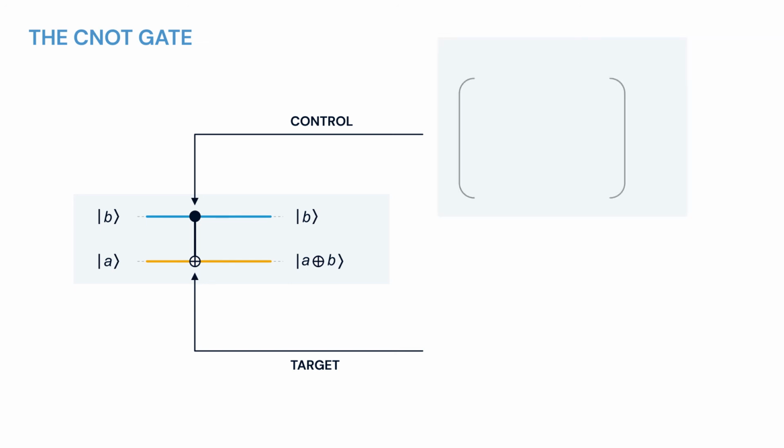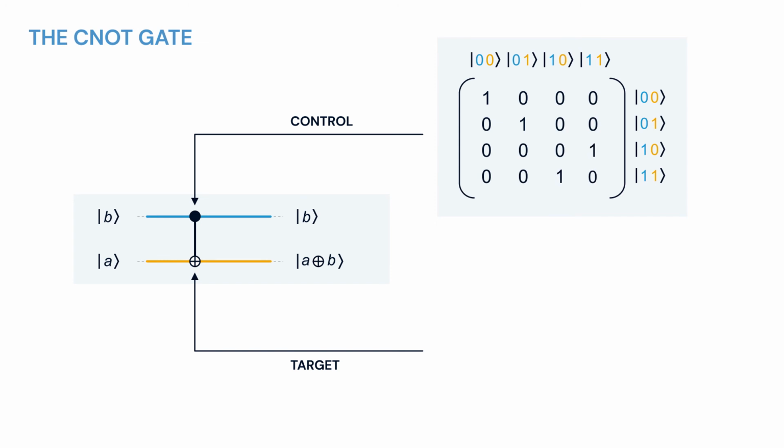So now let's look into the matrix representation of this gate. We want 0, 0 to go to 0, 0. This gives us the leftmost column of the 4x4 matrix that represents the C node. We want 0, 1 to go to 0, 1. This gives us the second column of the matrix. Finally, 1, 0 goes to 1, 1, and 1, 1 goes to 1, 0. And this completes the matrix.